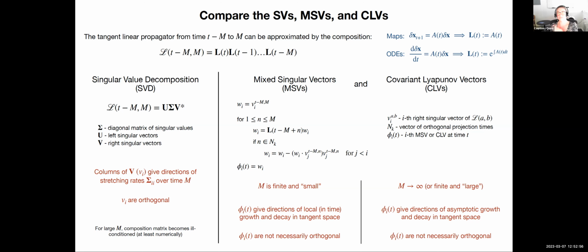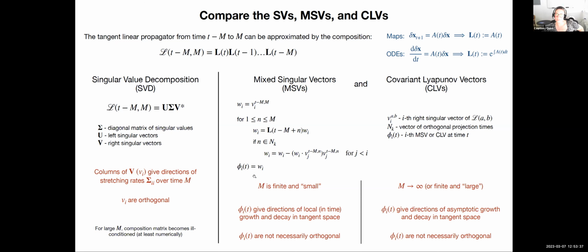Comparing our SVDs, MSVs, and CLVs, as Georg was asking before. Your singular value decompositions basically give instantaneous stretching and contraction rates. Now your mixed singular vectors, because you're starting with singular vectors and evolving them and then taking orthogonal projections of evolved singular vectors to our initial singular vector, we're doing a kind of mixing to calculate our CLVs in the long time. We are doing this for longer and longer windows.